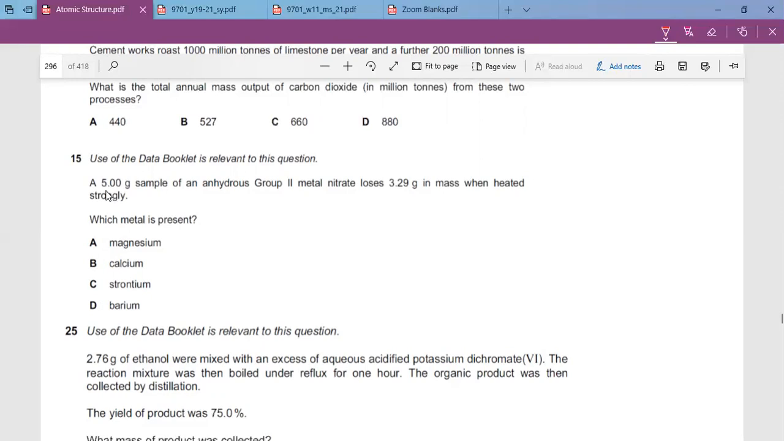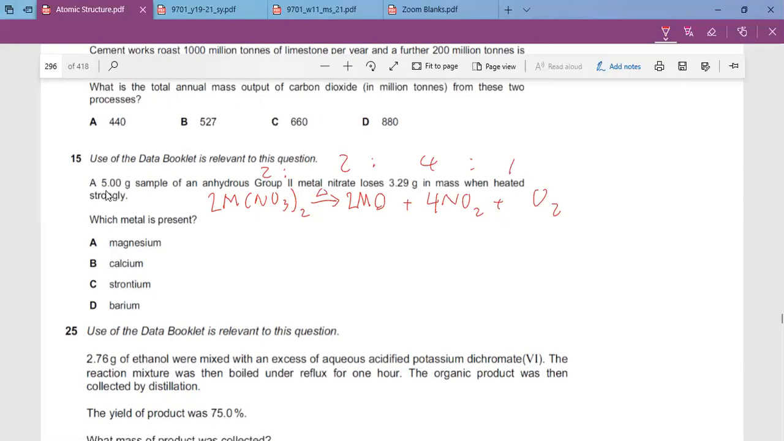So you can put down here M. Don't know the metal, put M(NO3)2. I'm teaching you a skill. When you heat it, you get what? MO plus NO2 plus O2. Remember, group 2 will always be 2 in front here. You can balance yourself: 2 here, and it'll be 4 here, and it'll be 1 here. So the ratio is 2 moles to 2 moles to 4 moles to 1 mole.